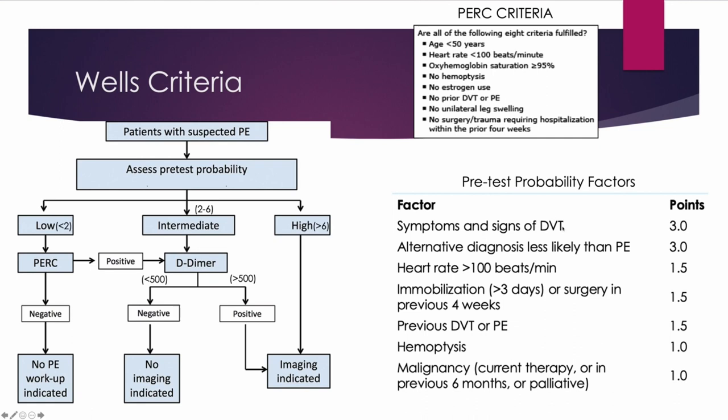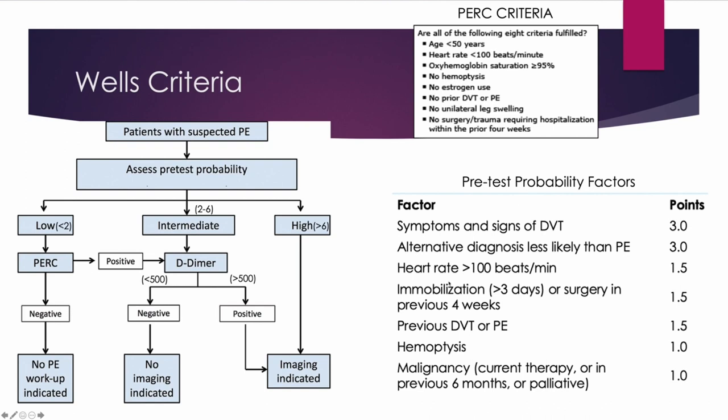So if we have leg swelling, redness, positive Hohmann sign, pain to the lower limb, one lower limb is larger than the other, that patient gets 3 points, okay? Next, we're looking at if an alternative diagnosis is less likely than PE. So that means is PE top of your differential? Does the history and physical exam point you towards PE? Okay, if it is PE close to the top or at the top of your differential, the patient gets 3 more points.